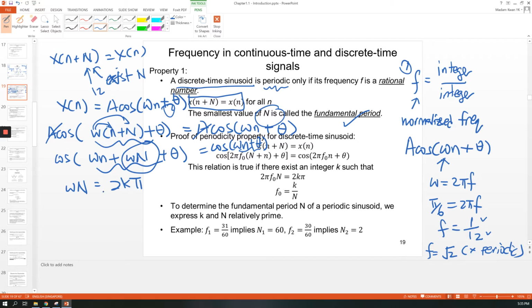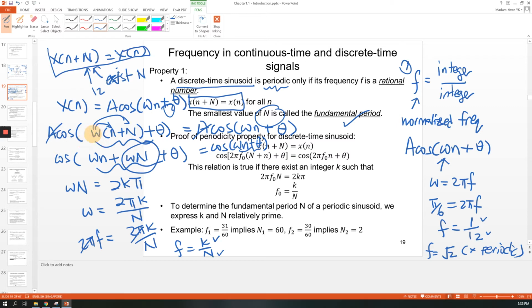Okay, so we could write here omega equals 2 pi k divided by n. And then omega, we all know that it is 2 pi f. So this 2 pi and this 2 pi can cancel away, and f is k over n. If you look at it, this is an integer, must be an integer, and so this is periodic. So therefore we have this saying now, f must be a rational number. Okay, right. So we got this.